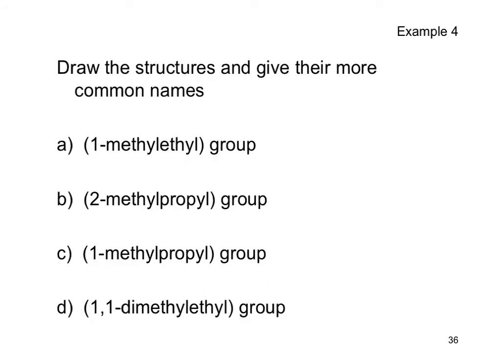Okay, draw the structures and give their more common names. So 1-methylethyl. I just find it easy to draw from the point of attachment. So that's my 1 prime. I want to go for the root name first. So that's an ethyl, the first position of which holds a methyl. So 1-methylethyl is this. Anybody wanna give a name to this Y shape containing 3 carbon atoms? You got it, it's isopropyl.